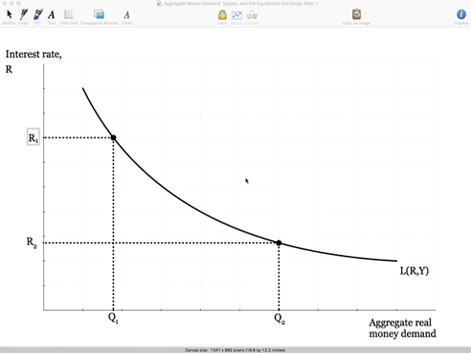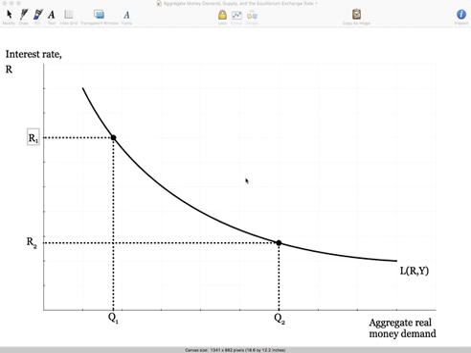Welcome to the next installment in my video lecture series for international economics. In this particular video lecture, I'm going to be taking a look at the aggregate demand for money, the supply of money, and how changes in supply and changes in aggregate demand will impact equilibrium exchange rates.